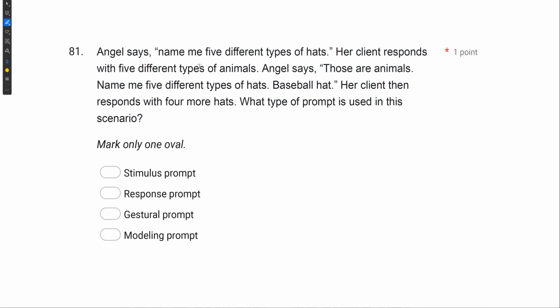Her client responds with 5 different types of animals. Angel says, those are animals. Name me 5 different types of hats. Baseball hat. Her client then responds with 4 more hats.